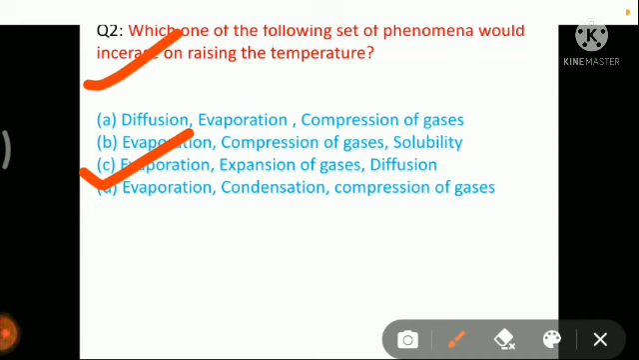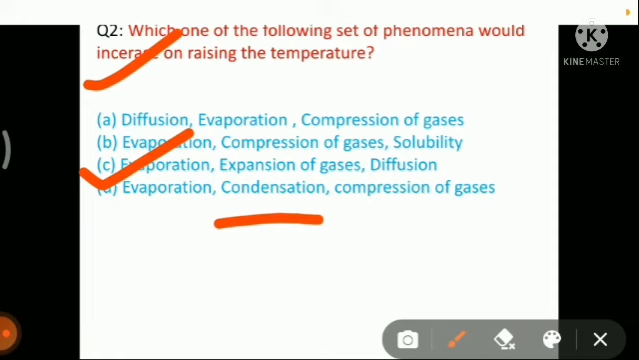Now again let us look at D: evaporation, condensation and compression of gas. Here, condensation cannot occur when temperature is increased. Condensation only occurs when an object at a higher temperature, a hotter body, comes in contact with a cold body. Only then will heat be conducted from the hotter object to the cooler object. So one of the objects during the process of condensation should be at a lower temperature, only then will condensation increase.